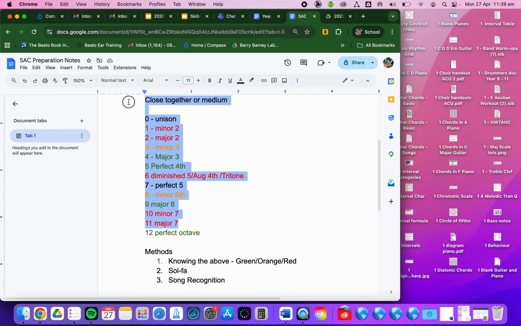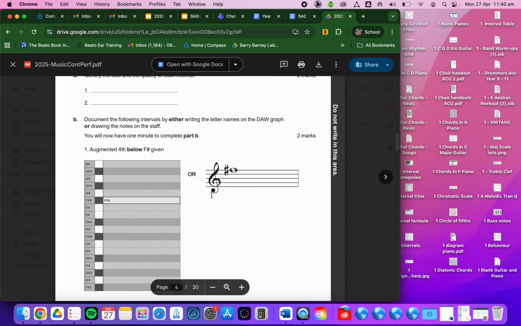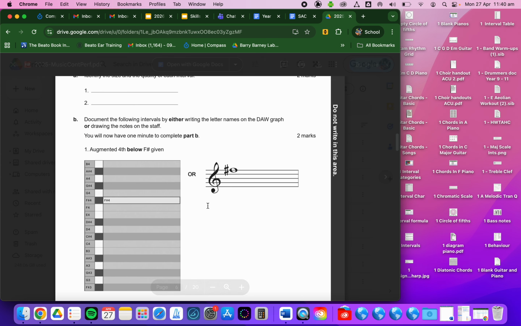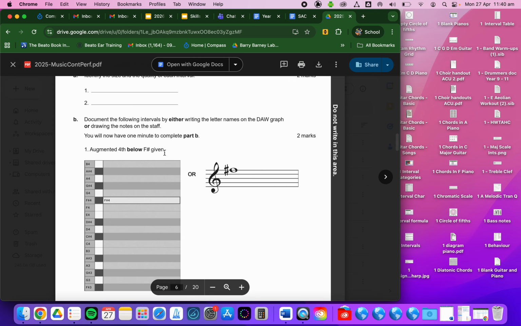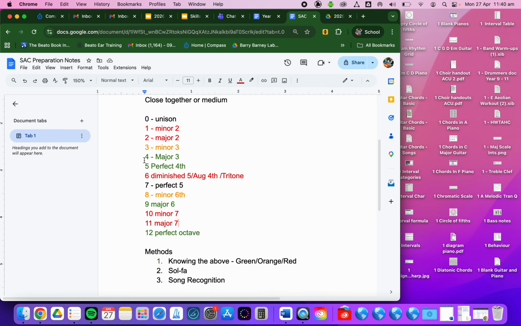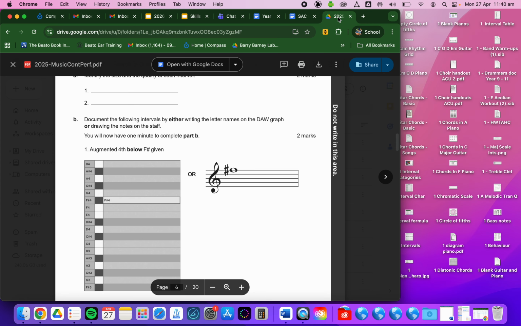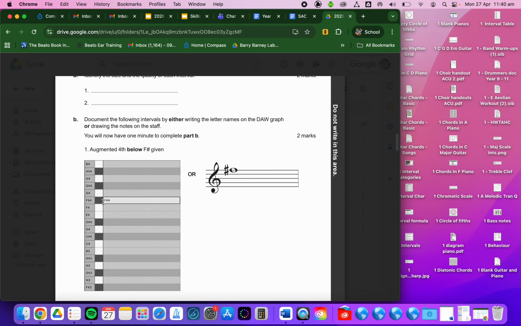The colours aren't so important, but you need to know this table. Alright? So what do we got here? This is from last year's VCAA exam, so this could be very similar to what you get next year. It's asking for an augmented fourth below. An augmented fourth, as it says here, is 6 half steps. So F sharp is 0 and we're going below, so we're going 1, 2, 3, 4, 5, 6.